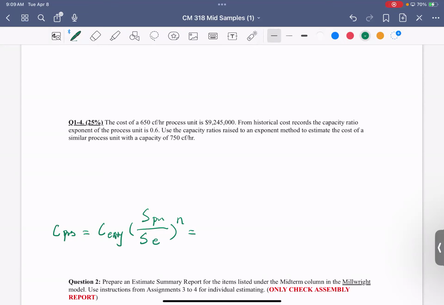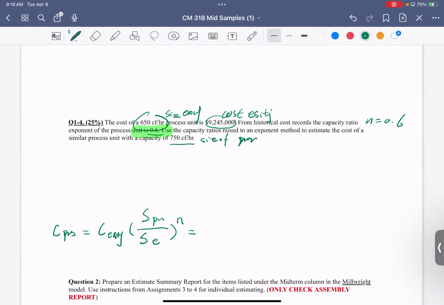So you have a cost for unit in for that one. So this is your cost of existing, and this is your, oh, sorry. This is your size of existing. This is your capacity of your existing. And this is the cost of your existing. And your capacity rate here, n, is equal to 0.6, which is getting from here. And you're going to estimate that this one is your size of your proposed.